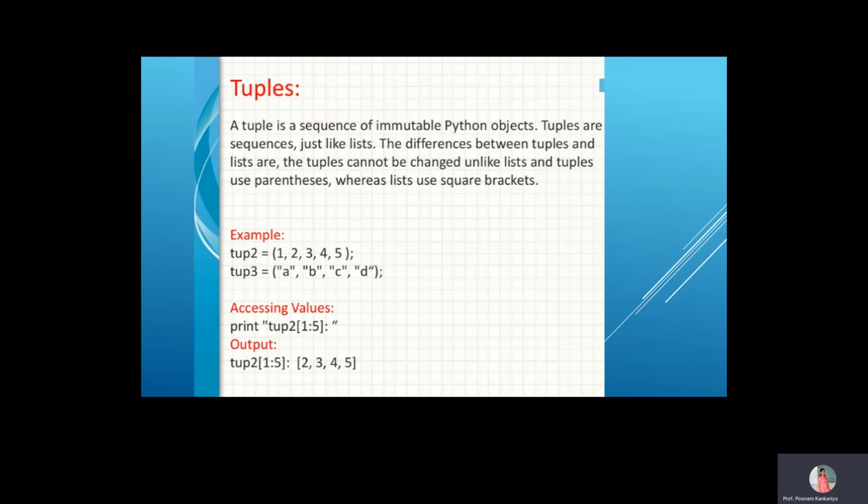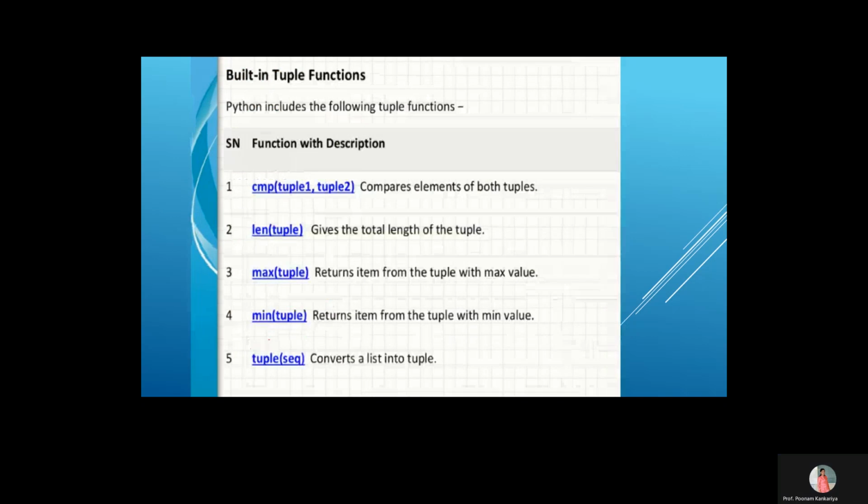Now there are built-in tuple functions used in the Python programming language, like list. Our first built-in function for tuple is cmp(tuple1, tuple2). This is the same as the list compare function. It compares elements of both tuples. For this comparison, we require the two tuples, tuple 1 and tuple 2.